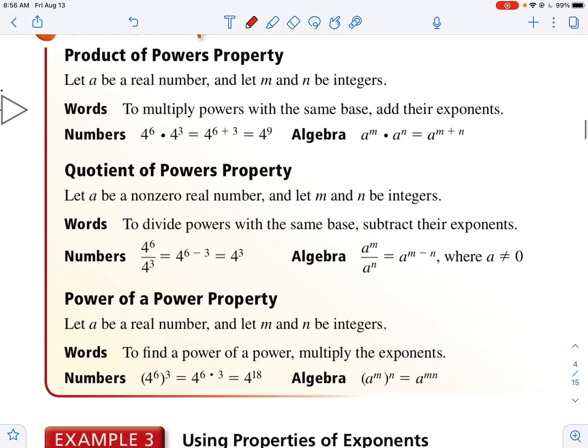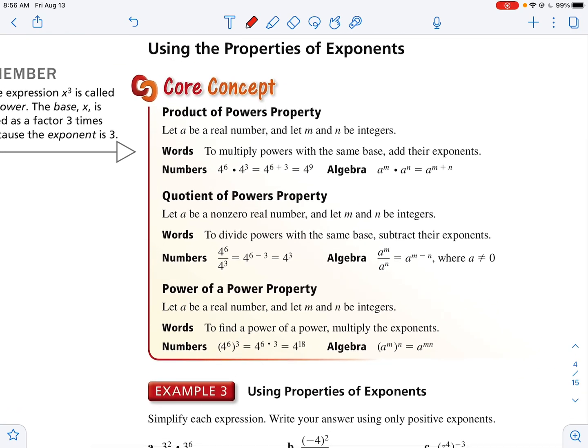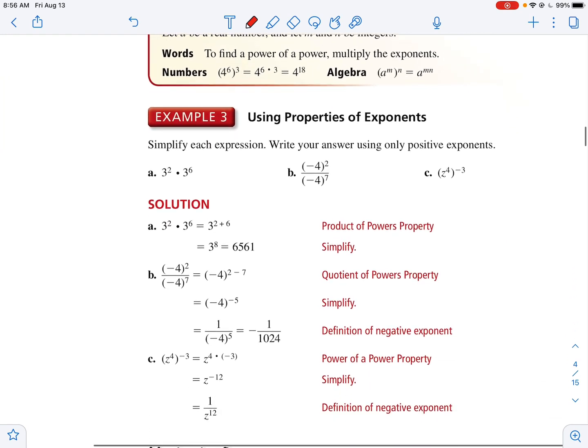Okay. Product property. Using the properties of exponents. Whenever you're multiplying things with the same base, you add the exponents. When you're dividing things with the same base, you subtract the exponents. 6 is bigger, so the 4 is going to stay up in the top of the fraction. Okay. And the power of a power, we multiply together.